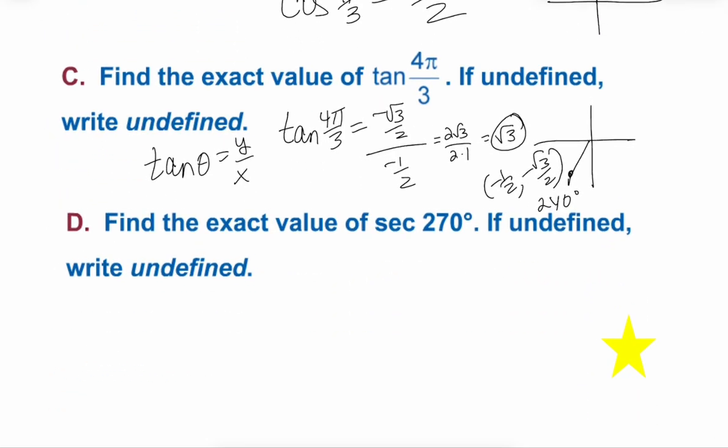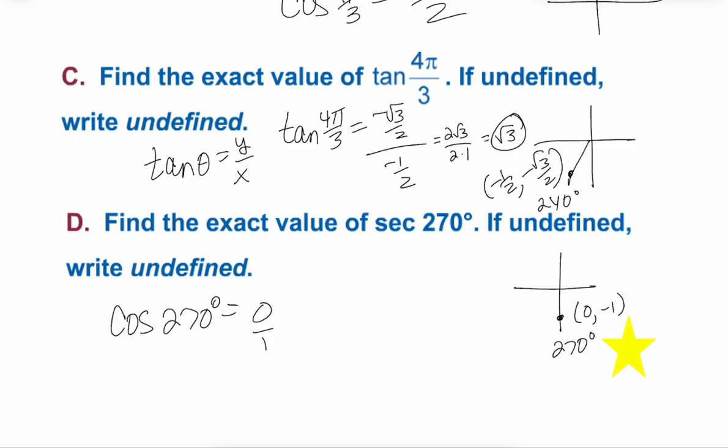Okay, let's take a look at D. The secant of 270. 270 is down here. The point at 270 is 0, negative 1. The cosine of 270 is 0, and you can put that over 1 if you have the urge, because we need to take the reciprocal. The secant of 270 is 1 over 0.